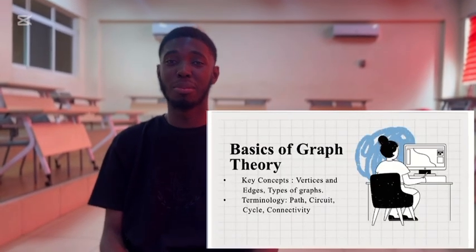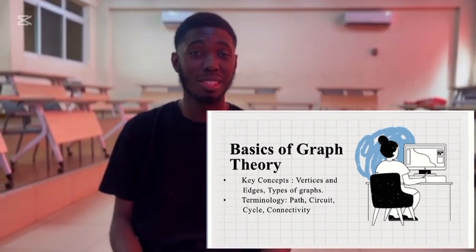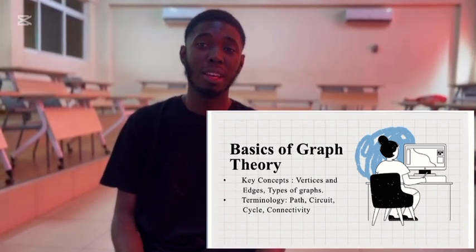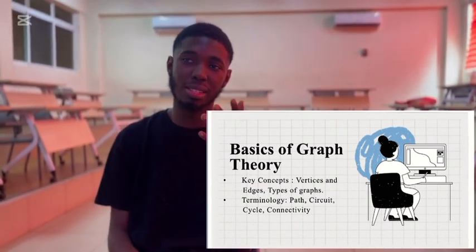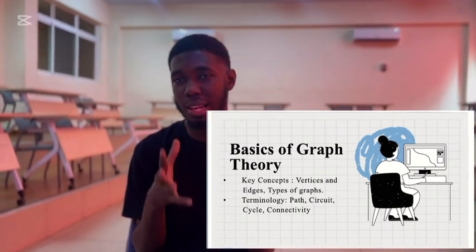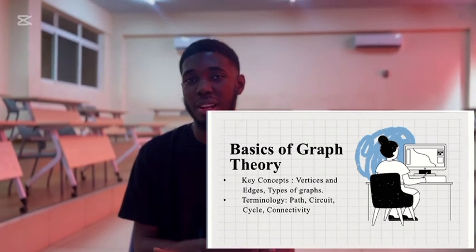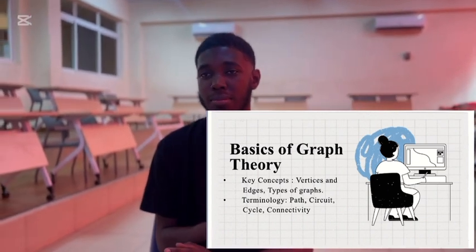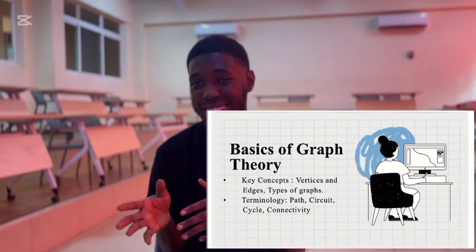Graph theory is a branch of discrete mathematics that studies graphs, which are structures consisting of vertices and edges. These graphs are illustrated as diagrams where nodes are represented as dots or circles and edges are represented as lines or curves connecting them. Now, graphs are classified under two main things. There are directed graphs and undirected graphs.